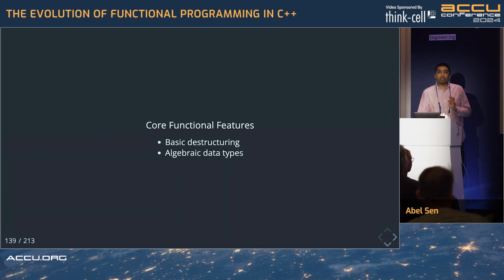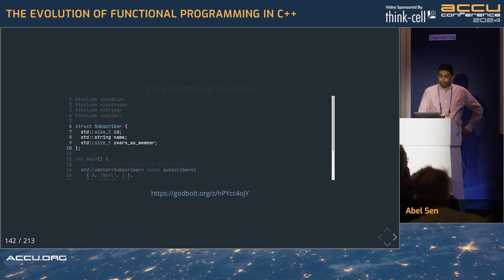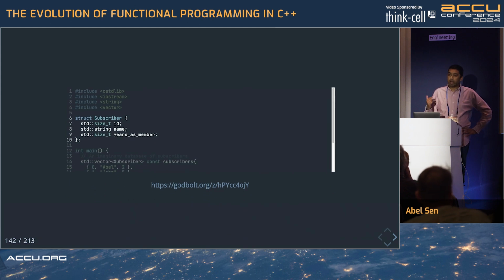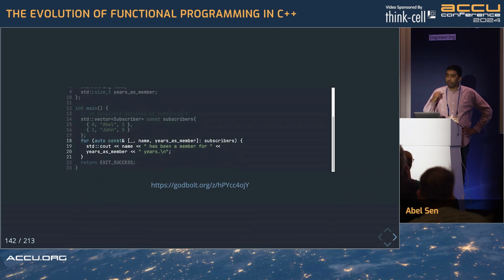So the two key ideas underlying this release are essentially basic destructuring and algebraic data types, which we can expand into structured bindings, std::optional, and std::variant combined with visit. So the case of structured bindings. If you have a list of subscribers in your business logic, and you have a database of them, say you're a business user and you'd like to generate a report.